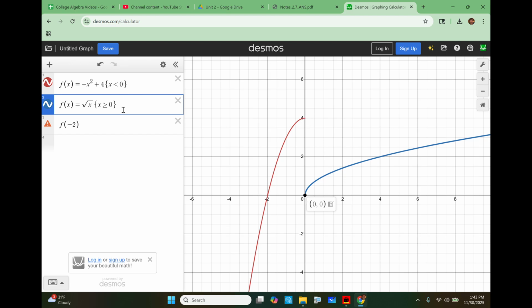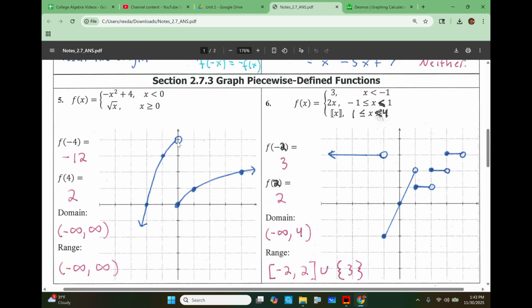But this is all one function here. One domain, one range. So I have this piece here, open circle, because we don't go, like -0.001 is going to be part of this rule here, all the way to 0, not including. And then starting at 0 is going to start here. So this is one function. It's got one domain of all real numbers. Every x value knows where to go.